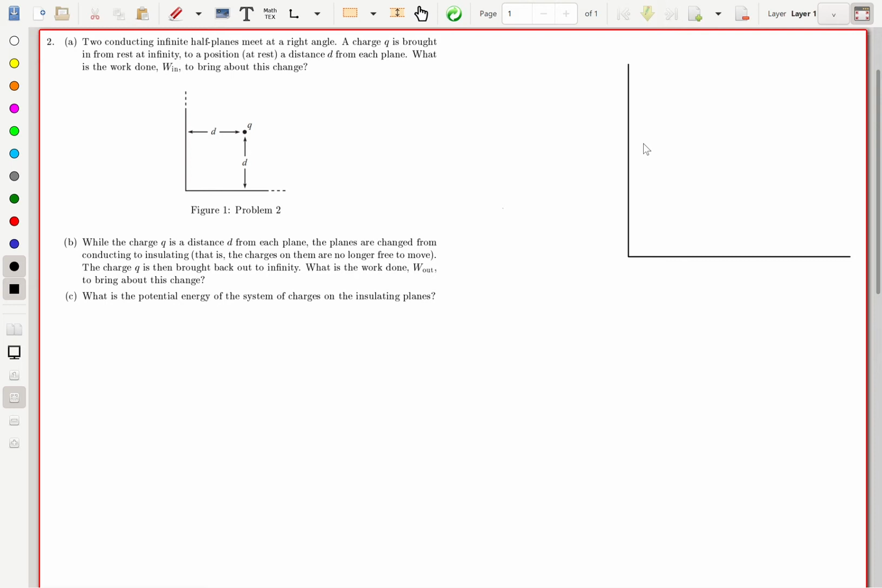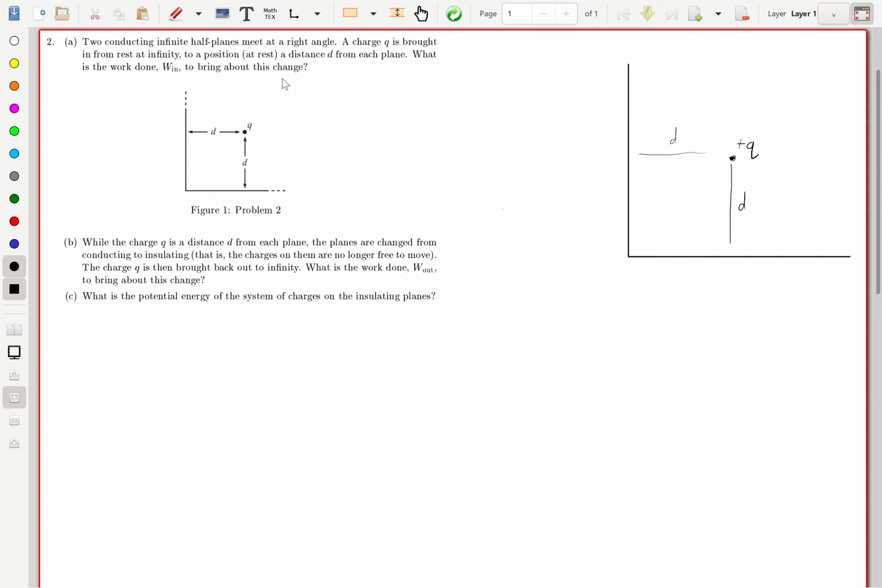Problem 2 states that there are two conducting infinite half planes meeting at a right angle. We have a charge Q that is brought in from rest at infinity to a position at rest a distance d away from each plane. So let's call this positive Q, and let's say it's a distance d away from the two planes. What is the work needed to bring about this change?